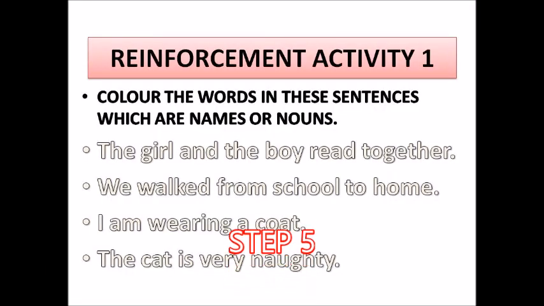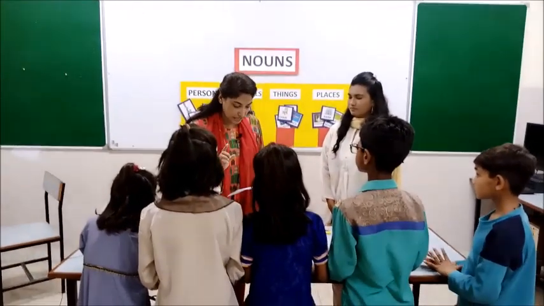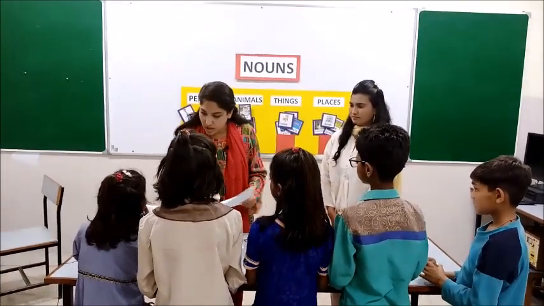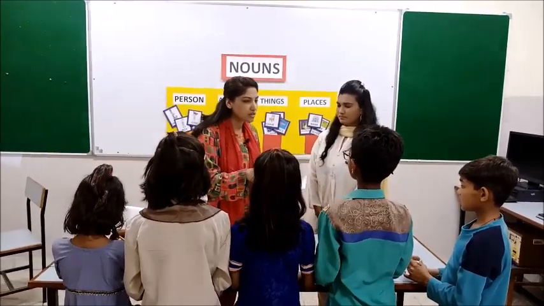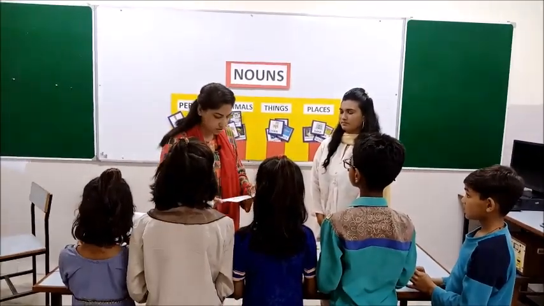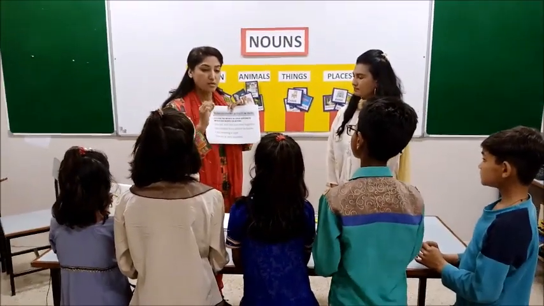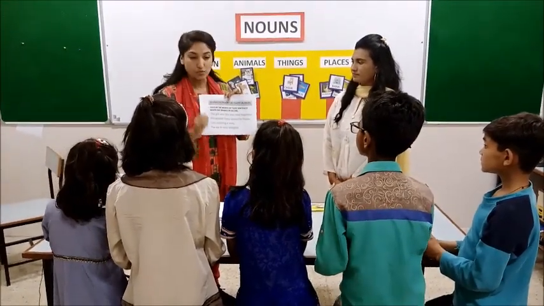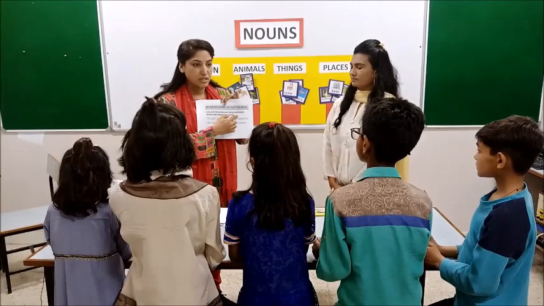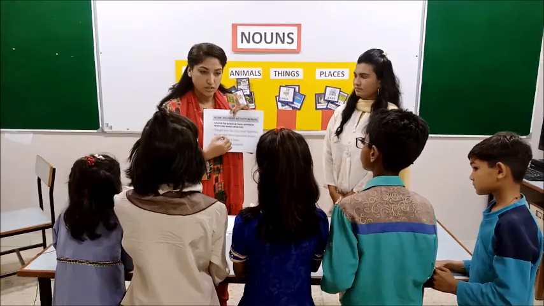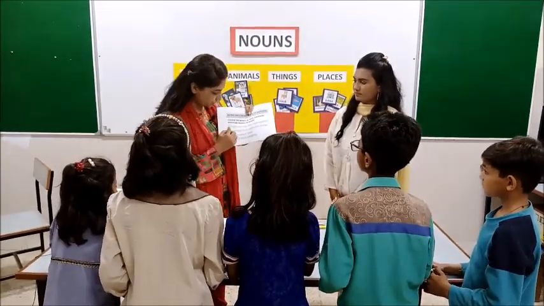Step 5. Engage the students immediately in a related activity to reinforce the new learning. Now I will give you another activity. You have to do it personally, but you can ask each other. You can talk to each other and you can ask each other what can be the right answer. Here are some sentences. You have to read the sentence and then you have to color only the nouns. Okay? In each sentence, wherever you see that this word is a noun, you have to color that word. Okay? I will read these sentences for you.